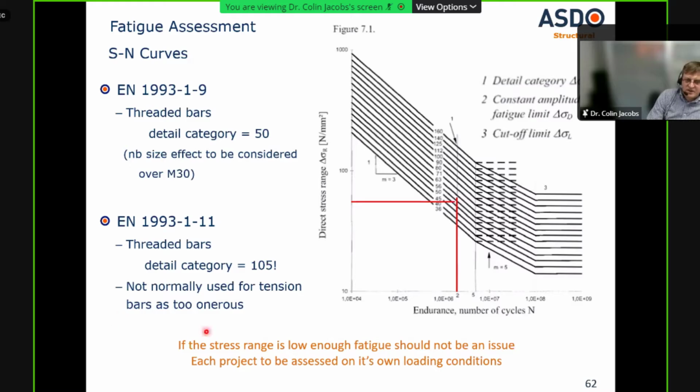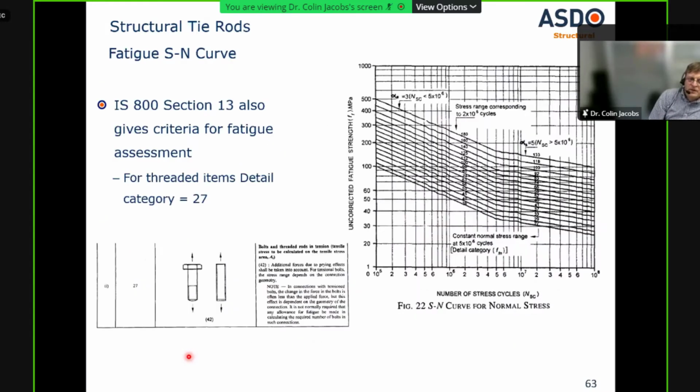So our experience is that most engineers will not use this part, and they would stick to just EN 1993-1-9 and detailed category of 50. But the Indian code also suggests its own SN curve. They have a detailed category of 27 for threaded components. So again, it's just another area you should be looking into for the differences there.